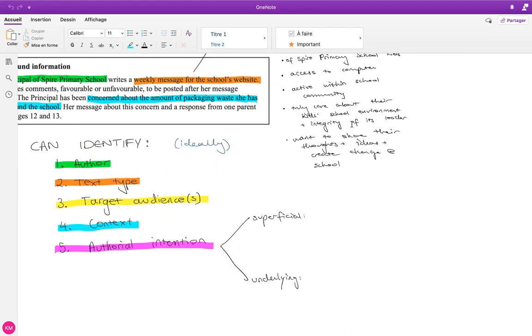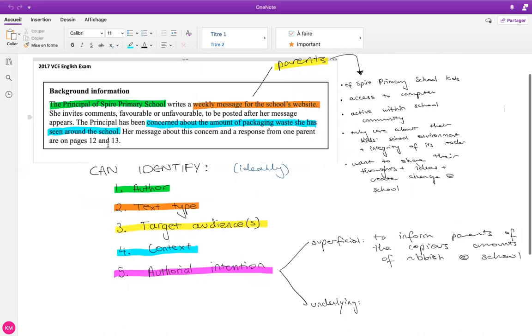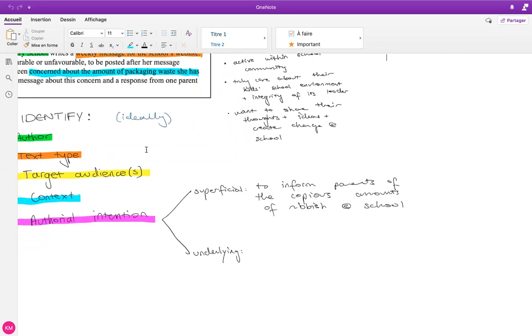Superficial purpose is very obvious. If you can really easily think of the author's purpose, then you're probably identifying the superficial purpose. So if you feel like you're not spending too much time identifying it, then it's not necessarily a good thing. In this case, I can very quickly think of the superficial purpose. And that is to inform parents of the copious amounts of rubbish at school, right? It's really obvious. It's kind of related to the context as well. What has prompted the author to write is related to their intention. But on a superficial level, it's really superficial because it's obvious, we haven't had to think about it.